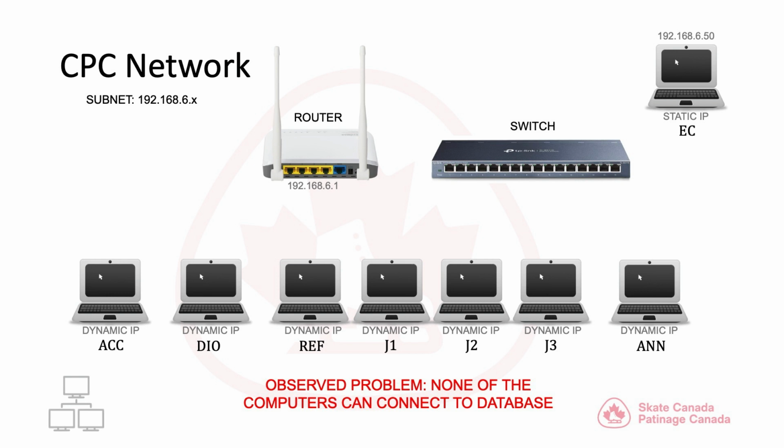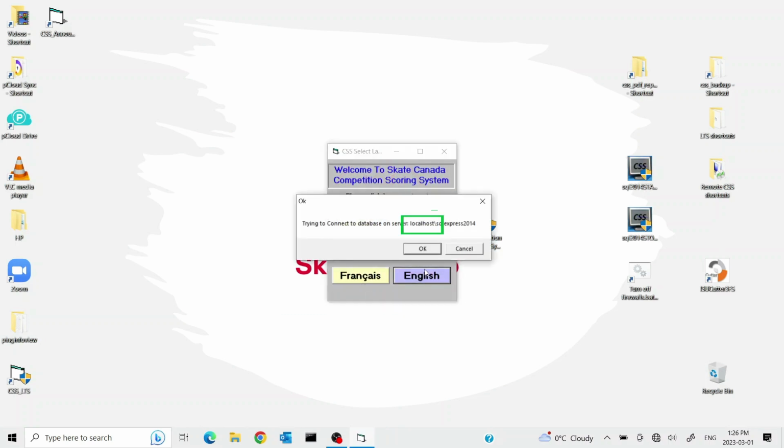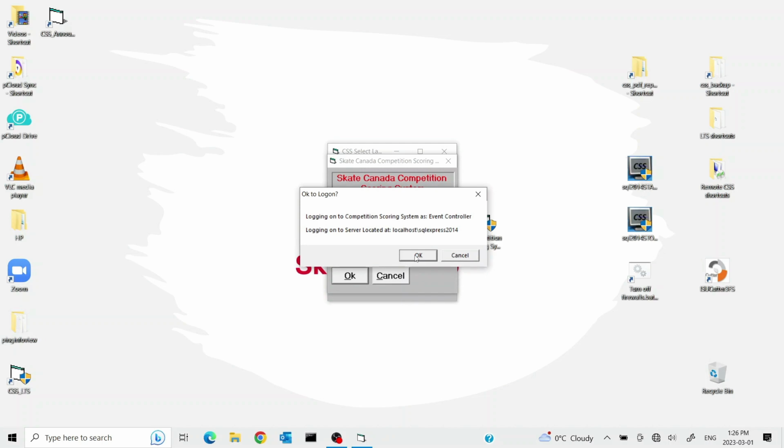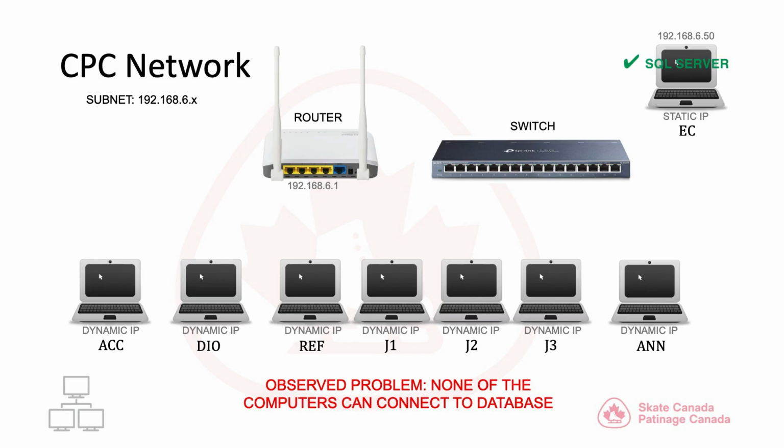I would start by logging into CSS using the EC account, and in that process, confirm that CSS is configured to the database running on the local host. Now, if you confirm that and you're able to log in and access the database, then you can confirm that the SQL server is up and running on the EC computer. So there's no point looking at the SQL server.